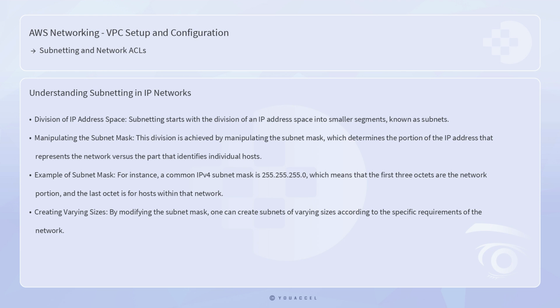This division is achieved by manipulating the subnet mask, which determines the portion of the IP address that represents the network versus the part that identifies individual hosts. For instance, a common IPv4 subnet mask is 255.255.255.0, which means that the first three octets are the network portion, and the last octet is for hosts within that network. By modifying the subnet mask, one can create subnets of varying sizes according to the specific requirements of the network.